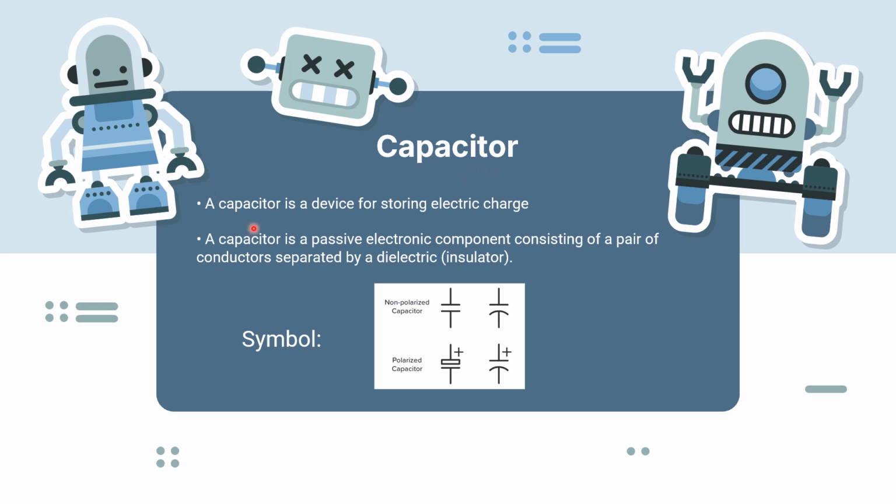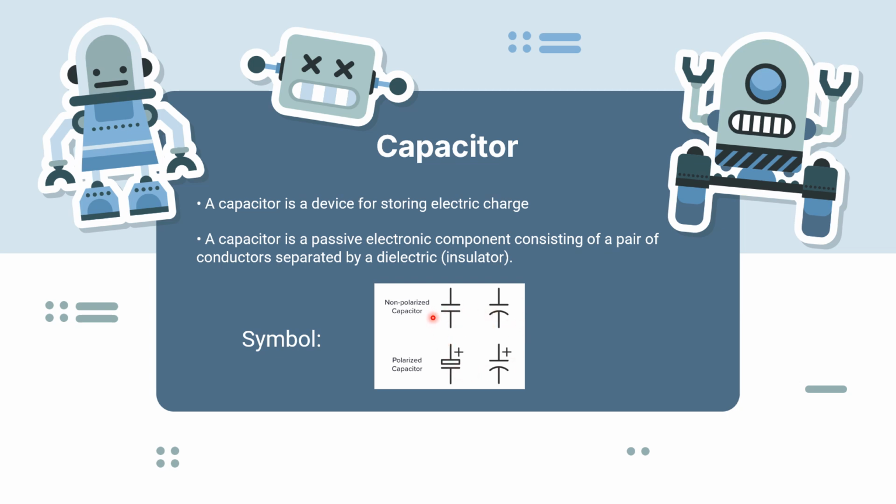Capacitor. A capacitor is a device for storing electric charge. A capacitor is a passive electronic component consisting of a pair of conductors separated by a dielectric insulator, and when voltage is applied across the plates, the capacitor stores charge and can release it when needed. The symbol in the circuit is like this.